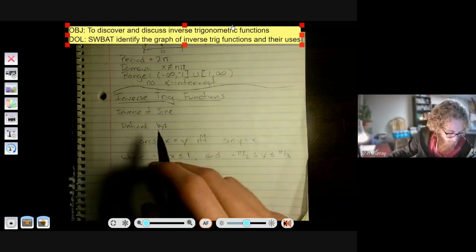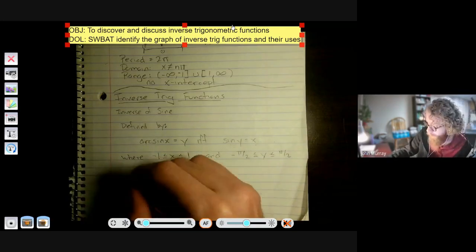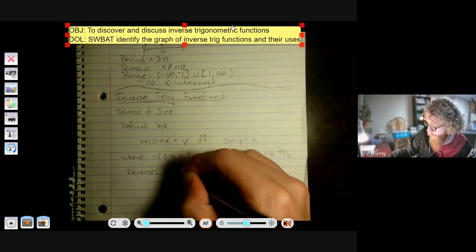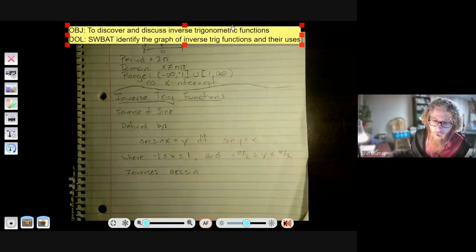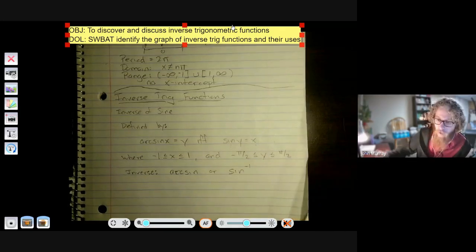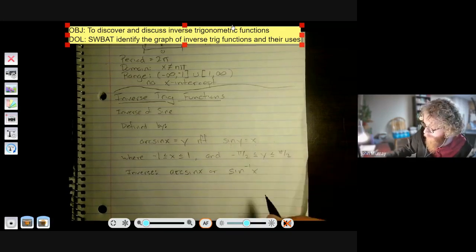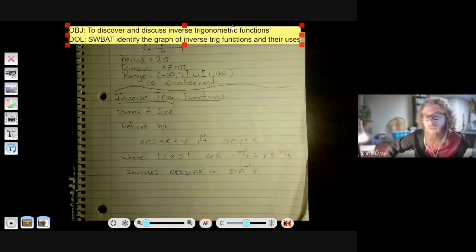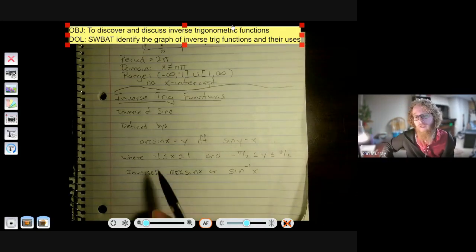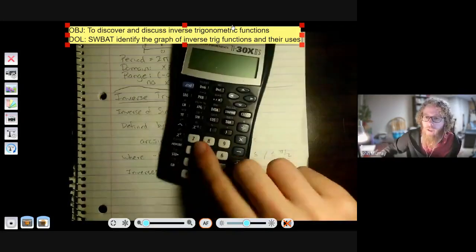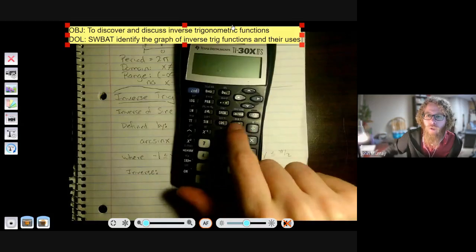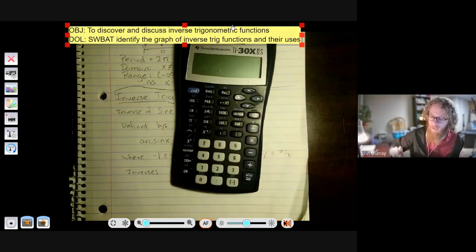All right, so there's two ways of showing inverse. So we have the arc sine, like we just saw. Or sometimes you'll see a sine with a -1 exponent. I like using this one because it's quicker and because that is the button that you see on your calculator. So those are your inverse operations.